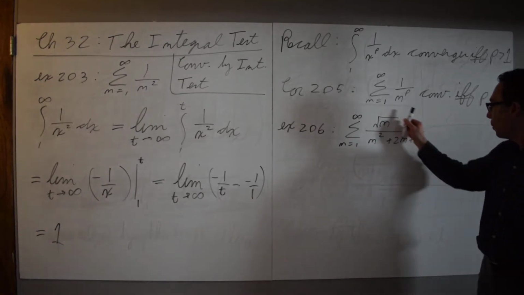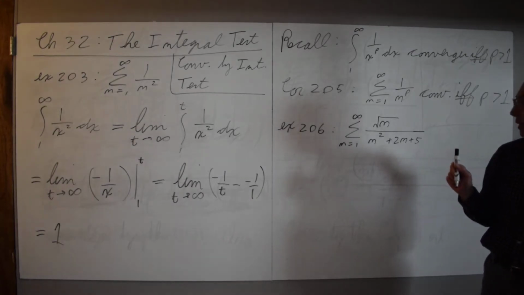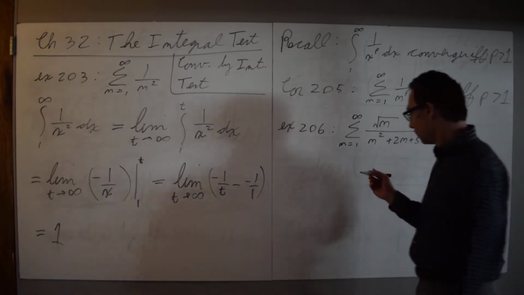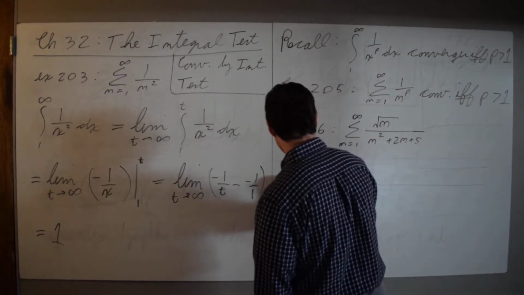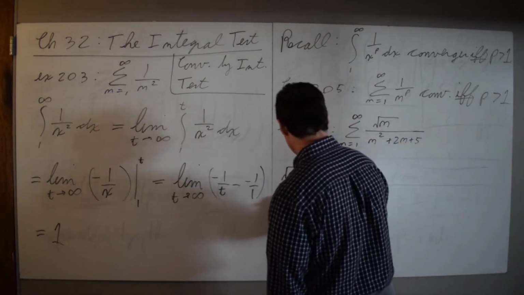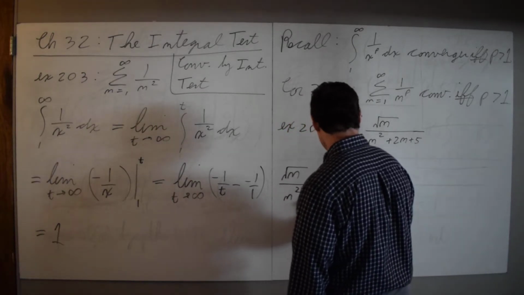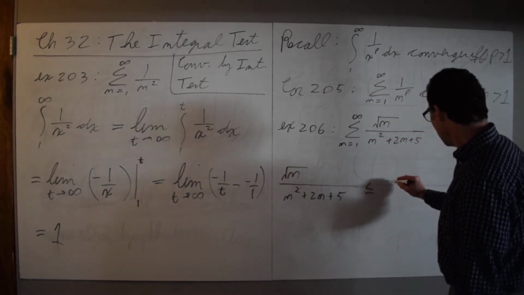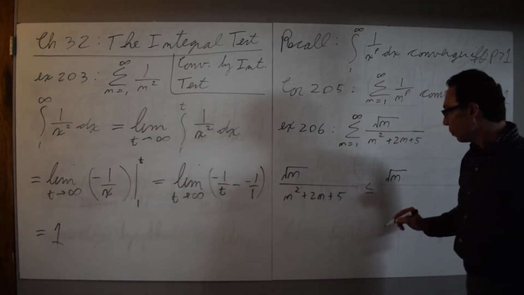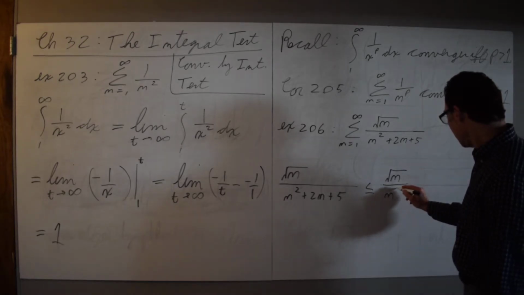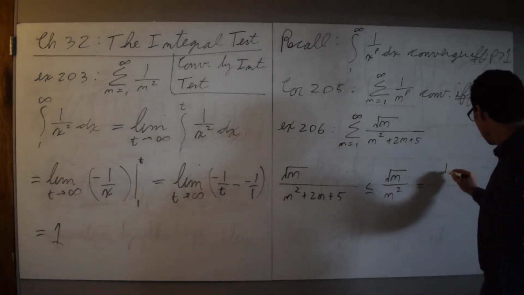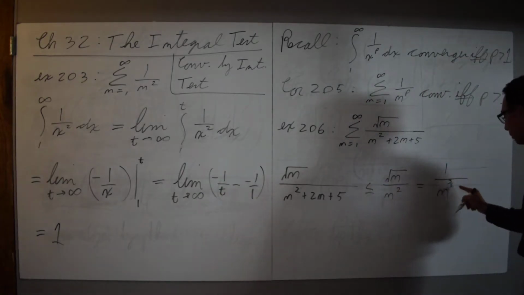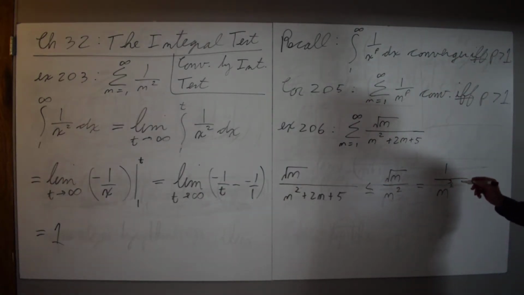Now this is not a p-series, it's not a geometric series, but what we're going to do is compare this series to a p-series. The square root of n divided by n squared plus 2n plus 5 is less than or equal to the square root of n divided by n squared, which is 1 divided by n to the 3/2 power.